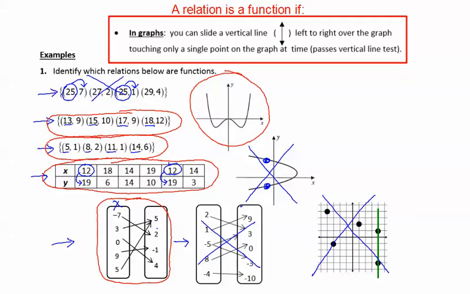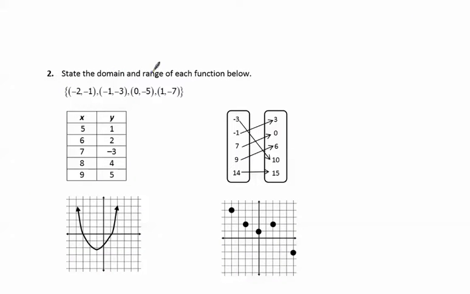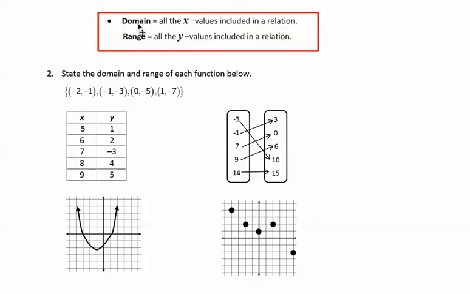Moving on to the next example. Here they're asking us to state the domain and range of each function. If we look at your notes, the notes remind you that the domain is all of the x values included in the relation, and the range is all of the y values. So if we look at this set of coordinate points, all of the x values would be your domain. All of the y values written down in a list would be your range, and it would look something like this. Domain is all of the x values, range is all of the y values in their separate lists.